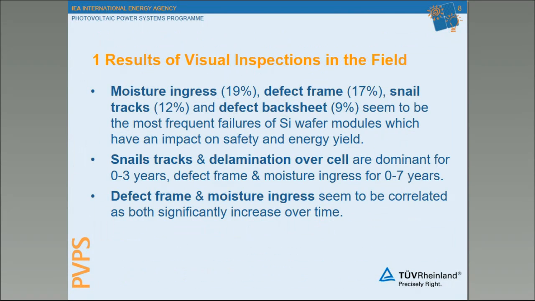So this is just a short summary. Even with very simple methods such as visual inspection, if you have a very clear failure catalog and classification, it is possible to do statistics as we have started them, and we will follow up in the next years. So again, snail tracks and lamination over cells are very dominant for the first years, and moisture ingress to the modules in the years 0 to 7. And for both defect frame and moisture ingress, there's a very clear correlation to the operation time.